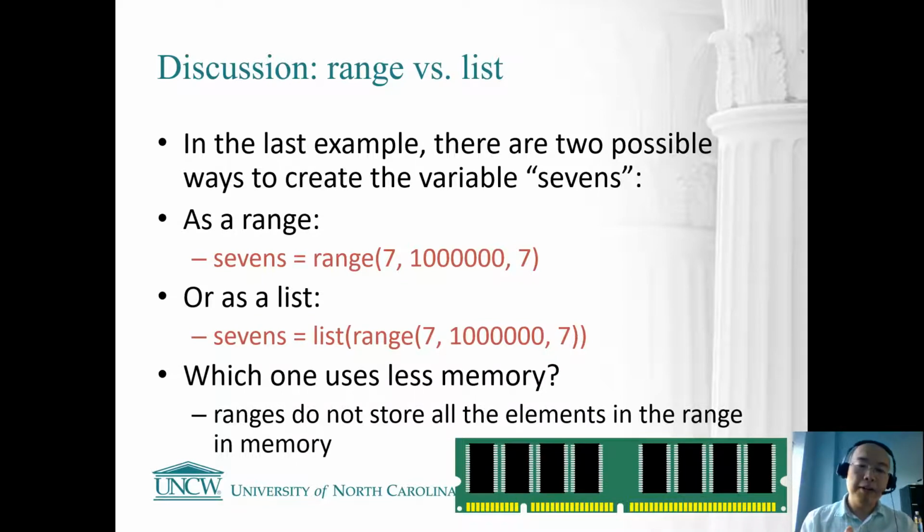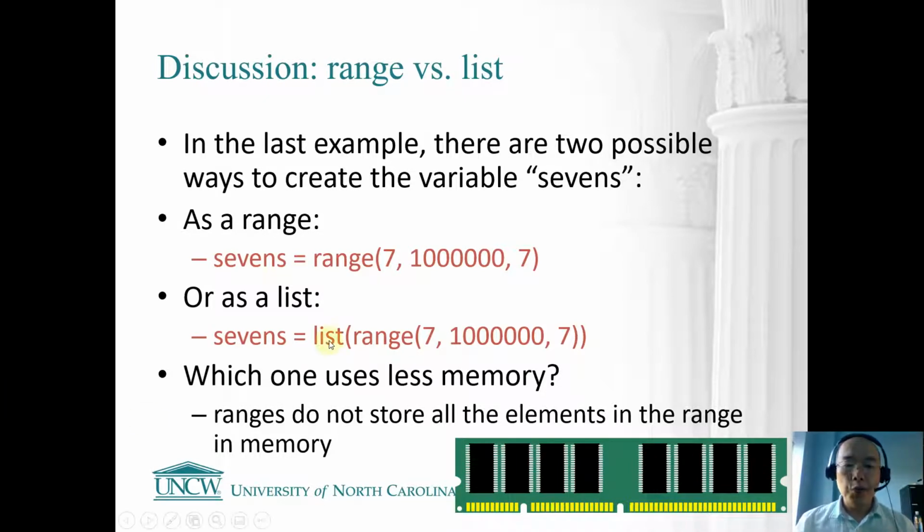And my answer is, if you're using the first version, it will save you some memory. Why? Because in this way, if you're creating a range, Python does not create a whole list of all the members, all the numbers inside this range. Python will only record this is the start point 7, this is the end point, which is 1 million, and then the step size is 7. So those are the values Python records.